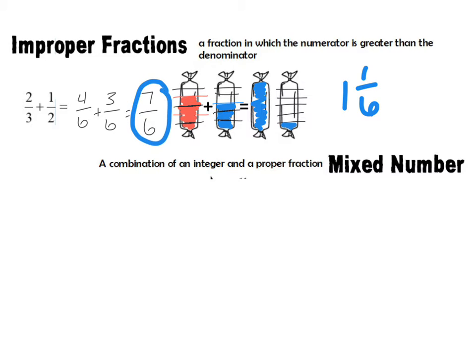When we write it as 7/6, we're writing it as an improper fraction, a fraction in which the numerator is greater than the denominator. The top number is bigger than the bottom number. If we write it as a combination of an integer and a proper fraction, so we have the whole number 1 and the fraction 1/6, that's what we call a mixed number. 7/6 and 1 and 1/6 are the exact same amount. There's different ways of writing the information.